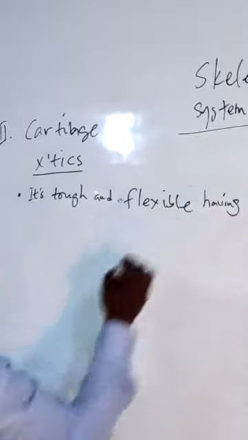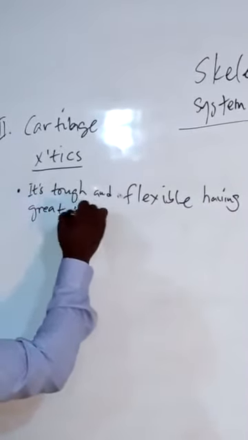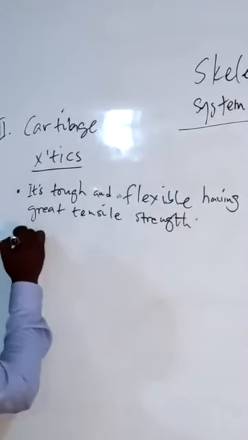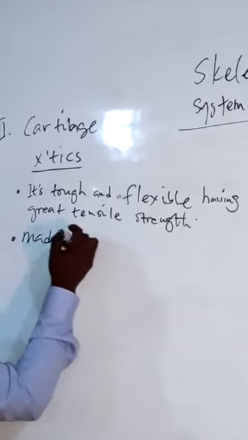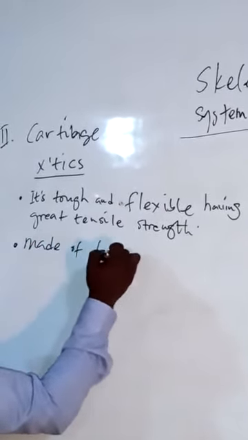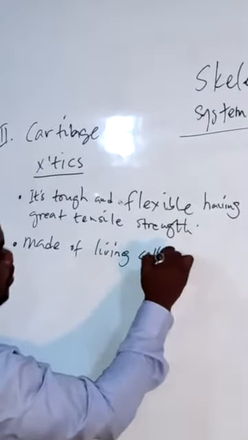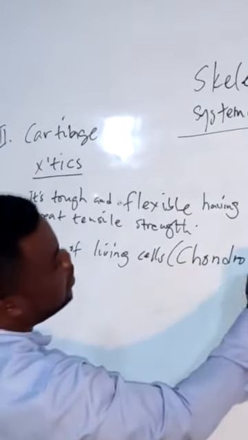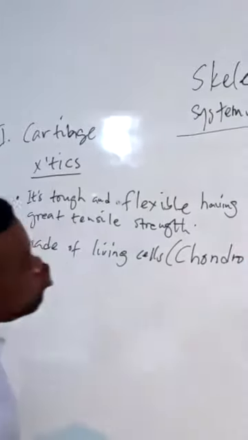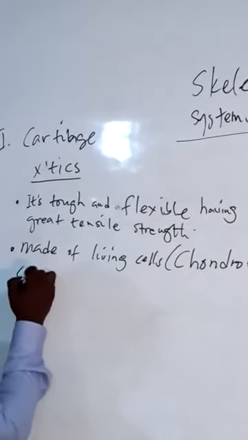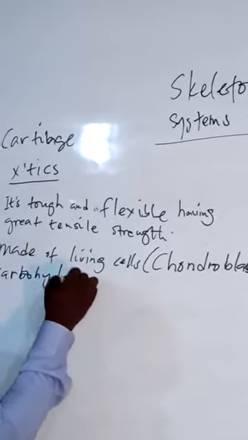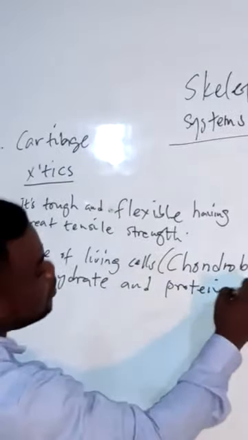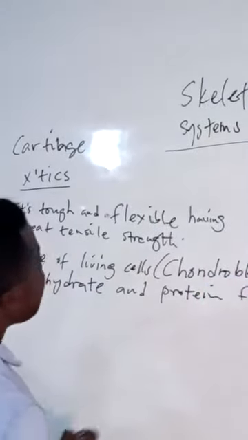having great tensile strength, right? It is made up of living cells, okay? Living cells, which are known as chondroblasts. Chondroblasts, where chondritis gets its name from. And then carbohydrates and protein fibers.